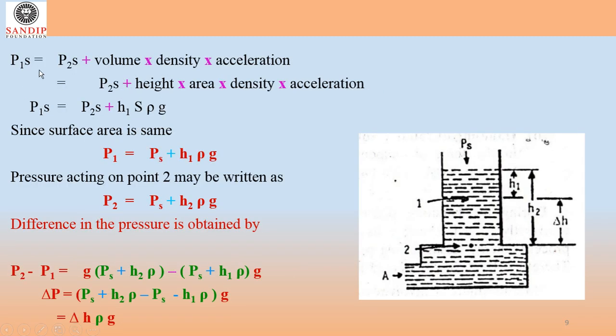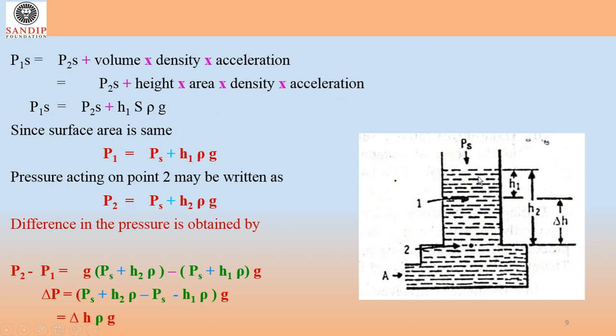So P1S is equal to P2S plus volume into density into acceleration. Now the volume is replaced by height into area, again the same, into density into acceleration. So again similarly, solve this equation. P1S is equal to P2S. Then here the height is given as what? The H1. Then here area as S, density as rho, and g is the acceleration.